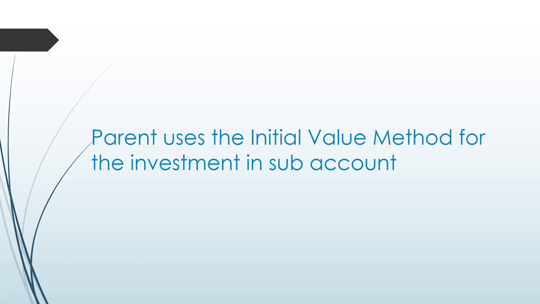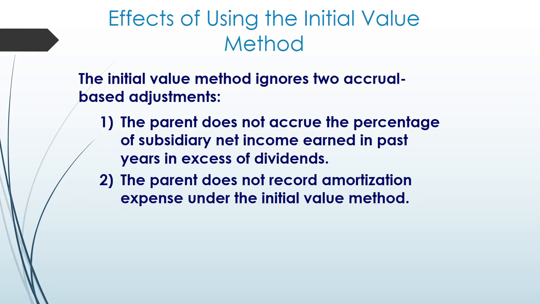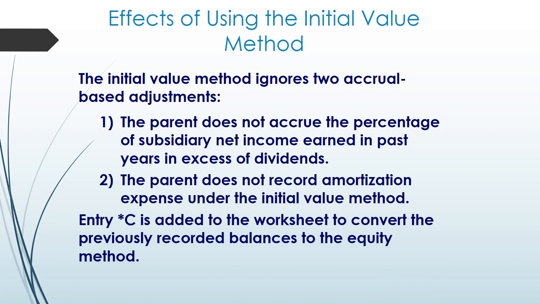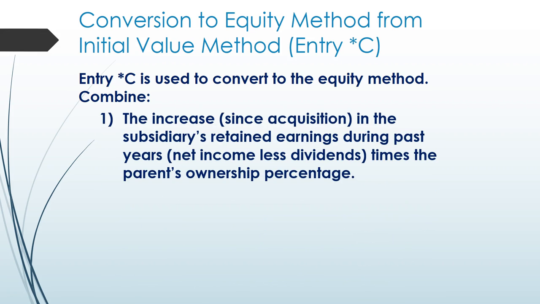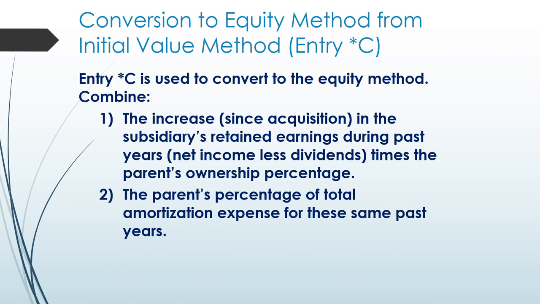Now, what happens if they use the initial value method? The initial value method ignores 2 accrual-based adjustments. The parent does not accrue the percentage of subsidiary net income earned, and the parent does not amortize. Entry C is added to the worksheet to convert the previously recorded balances to the equity method. Entry C is used to convert to the equity method. The increase since the acquisition in the subsidiary's retained earnings during past years, net income less dividends, based on percentage ownership, less the parent's percentage of total amortization expense for these same 2 years.